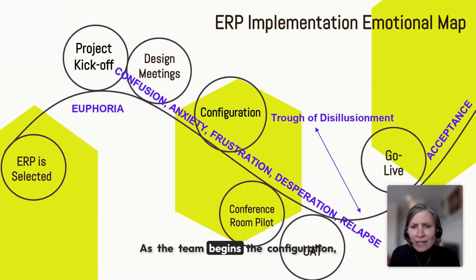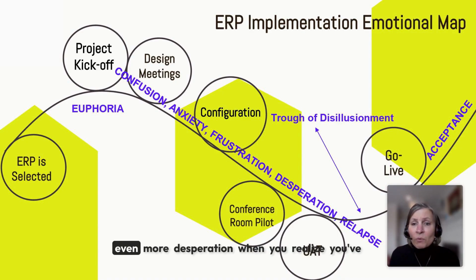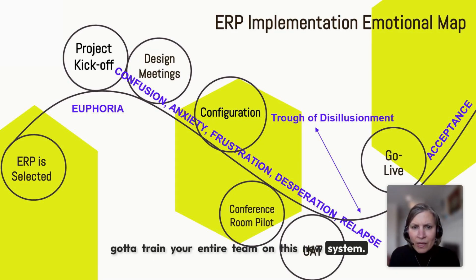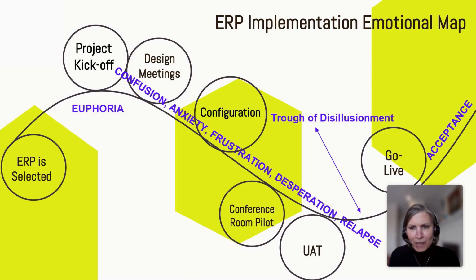As the team begins the configuration, you might be frustrated because this is taking way more time than you expected. You might even feel a little bit of desperation as you move into conference room pilot, where we do a dry run of all the functionality of the software, and even more desperation when you realize you've got to train your entire team on this new system. At this point, you're in what we call the trough of disillusionment, when you're at the very lowest and wonder, why in the world did I want to replace this system in the first place?